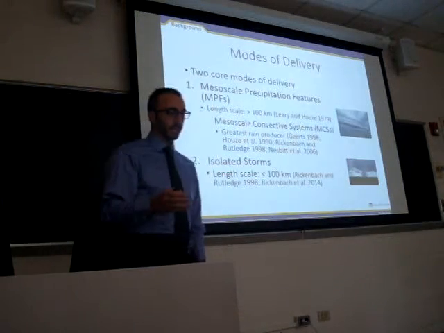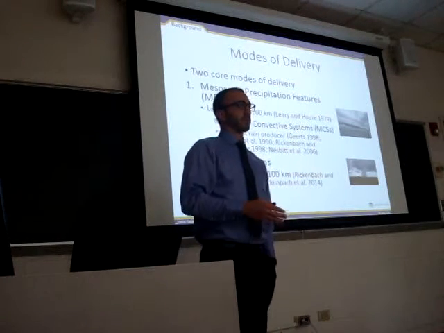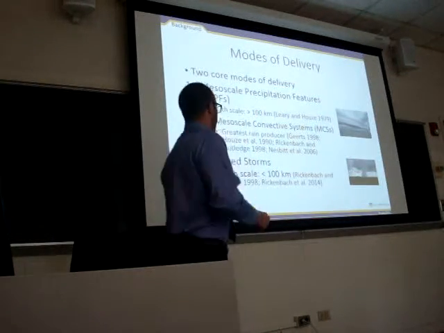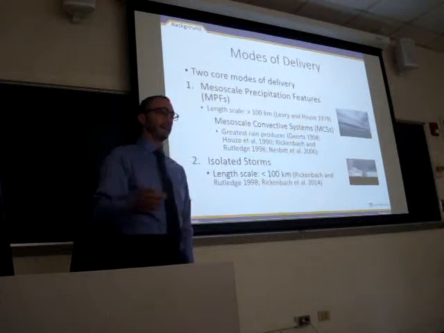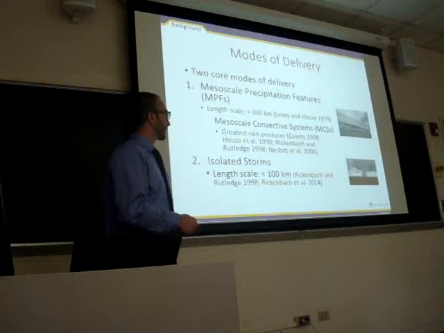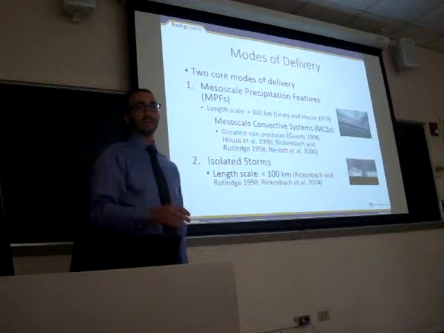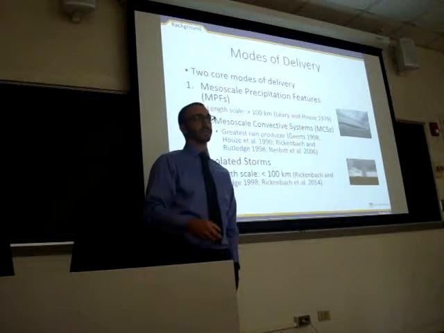The reason for that is people really didn't think that isolated storms contributed that much to a region's total precipitation. However, Dr. Rickenbach and Rutledge, and also Rickenbach et al., found that isolated storms do make a pretty significant contribution. In some regions it's anywhere from 10 to 12%, and more recently they found that it can be up to 60% for some regions during some seasons.